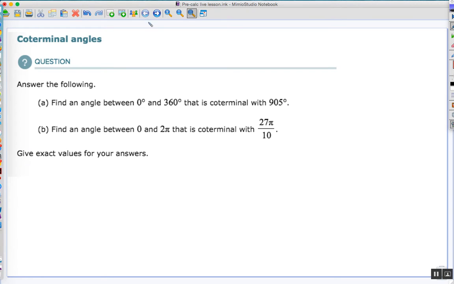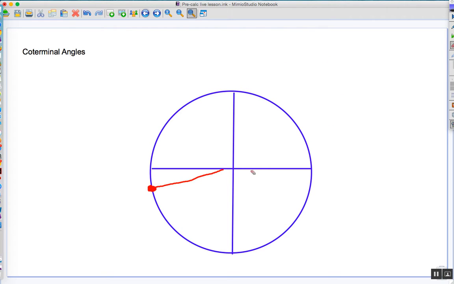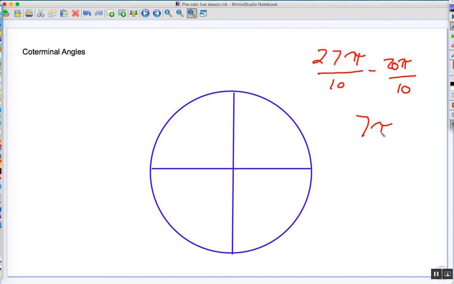So let's look at doing the same problem but in radians. We want to find an angle between 0 and 2 pi that is coterminal with 27 pi over 10. Well, this time, instead of subtracting 360, we're going to subtract 2 pi. So find a common denominator, multiply both by 10. So subtract 2 pi, that gives us 27 minus 20, 7 pi over 10.